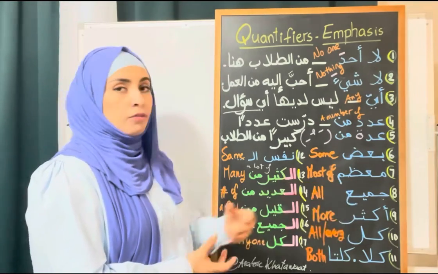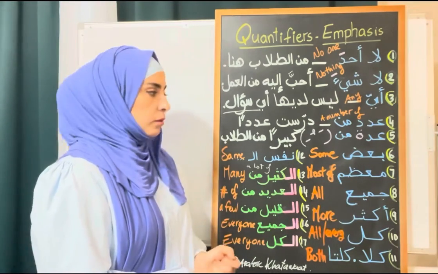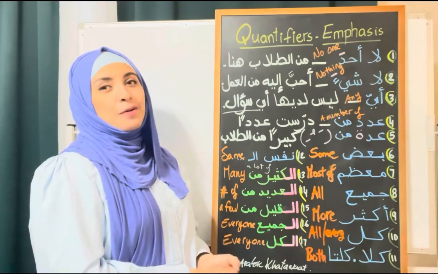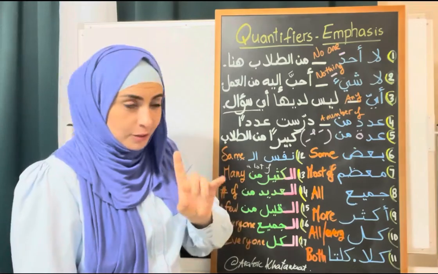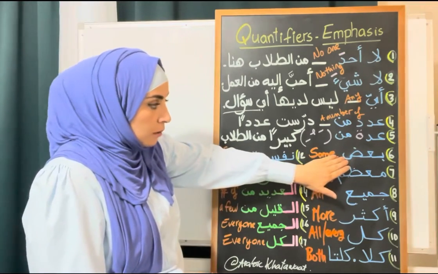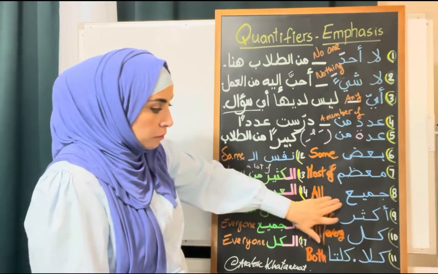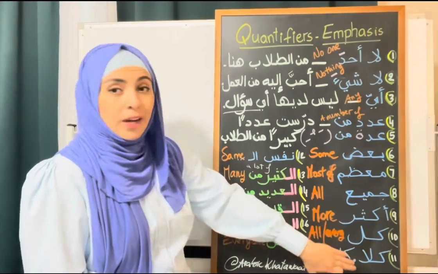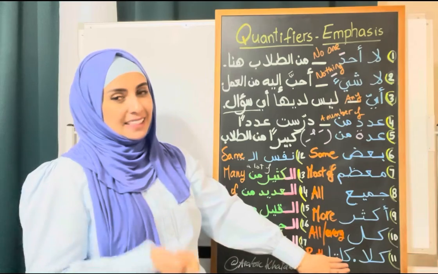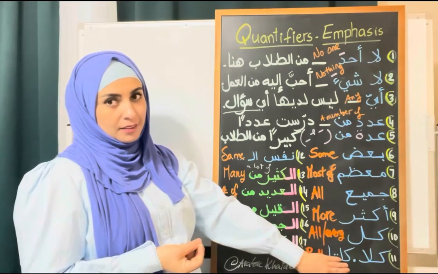معظم, most of. معظم الطلاب لم يفهموا الدرس. But listen to this. Both بعض ومعظم وجميع وأكثر وكل وكلا can take possessive pronouns.